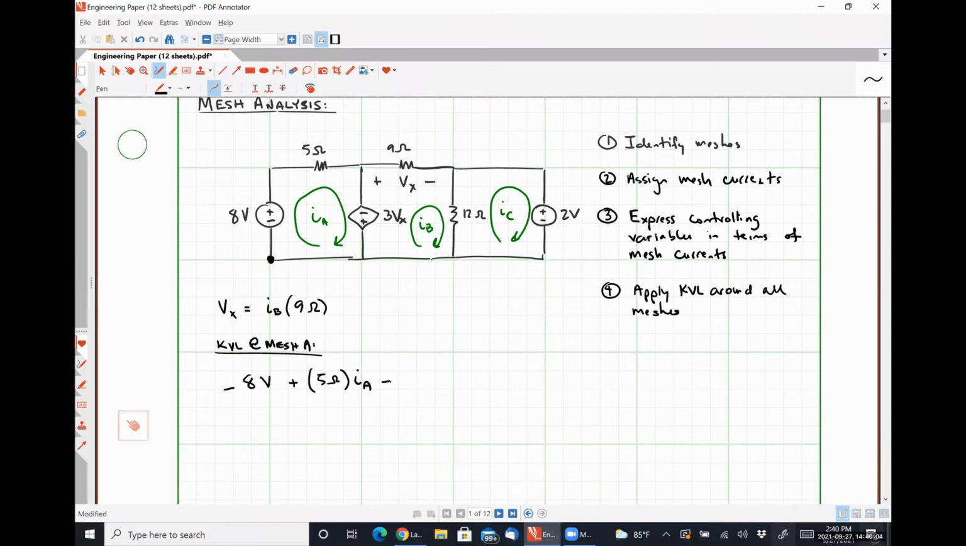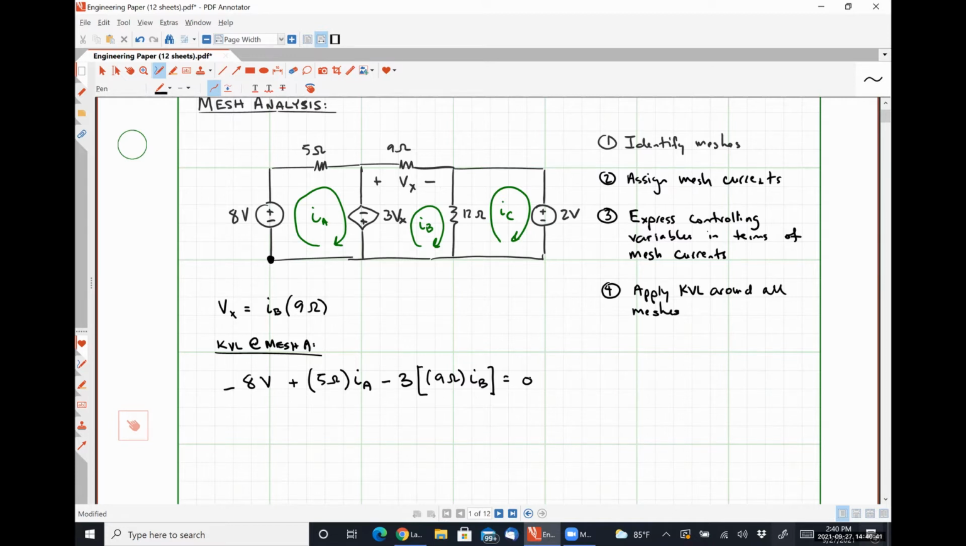Then I see my negative polarity terminal for my dependent source. So I'm going to call that negative 3Vx, and I'm going to go ahead and make that substitution. Or I can say that Vx is 9 ohms multiplied by IB, just so I don't have to do it in an entirely separate step. And I set these equal to 0 because I've left off at the node that I started at.